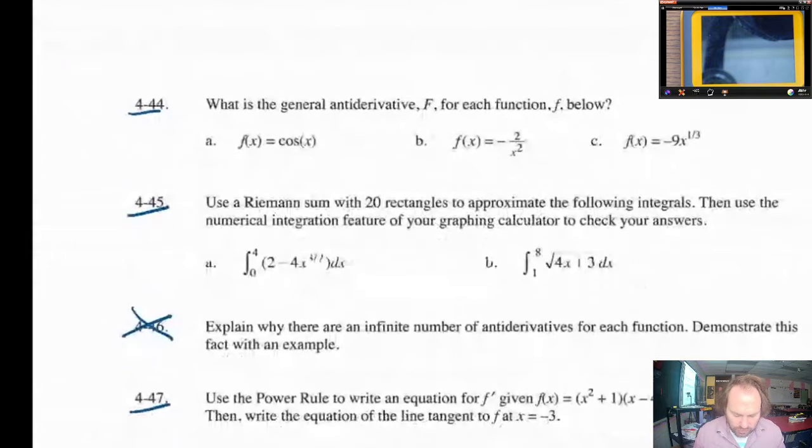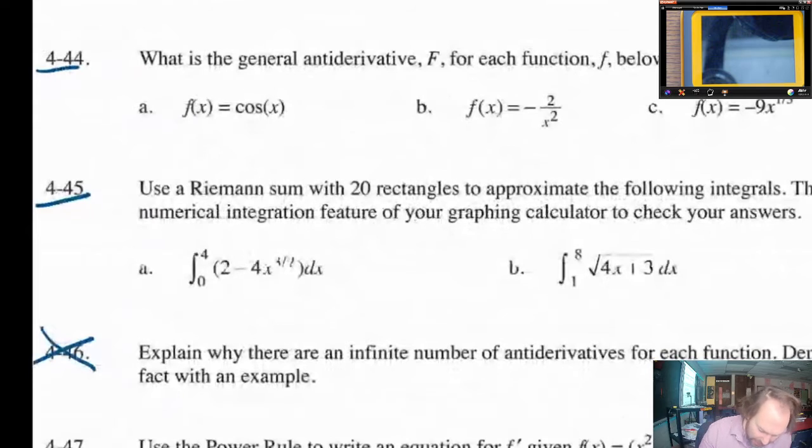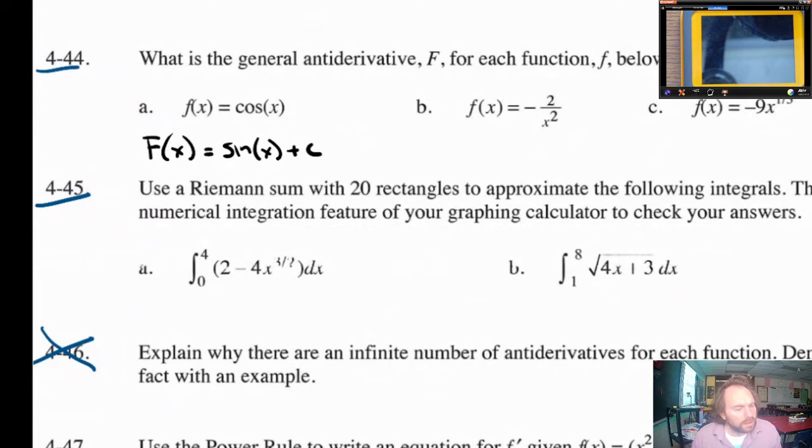444 is going to ask us for the general antiderivative, capital F of x for each function. So, for question A, we need the function whose derivative is just a regular old cosine, and that would be the sine of x. Just don't forget to put plus c on there too.